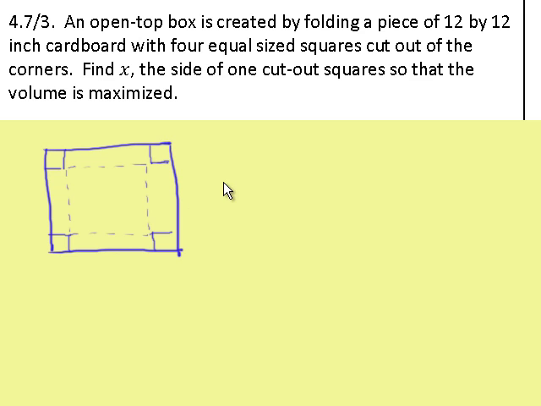In number 3, we have an open top box created by folding a 12 by 12 inch piece of cardboard with 4 equal-sized squares cut out of the corners. So here we have the squares. These are cut out. And these, let's say, are x by x. Each side is length 12.